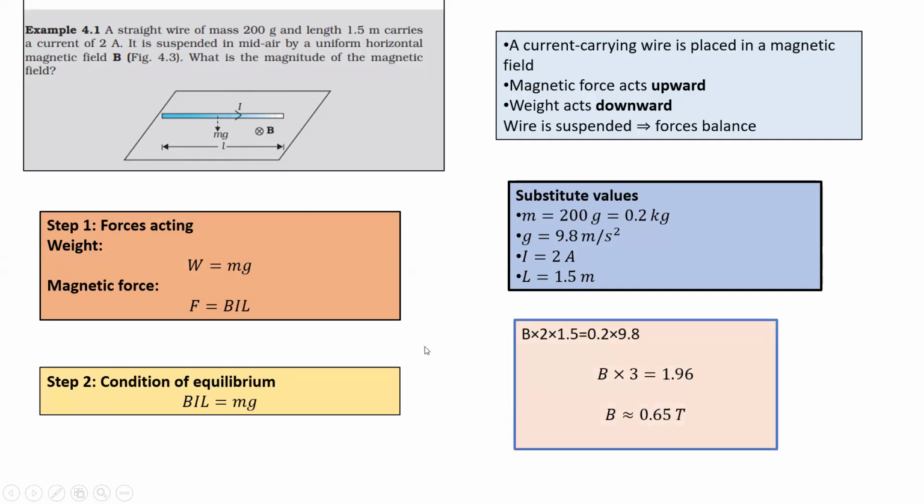So we'll start substituting. B into current, which is 2, length is 1.5, equals mass, which is 0.2 kg, that is 200 gram, multiplied by 9.8. If you simplify, you get the B value as 0.65 Tesla.